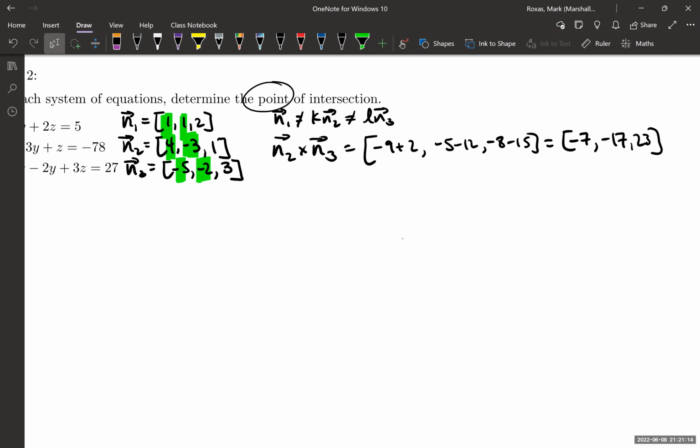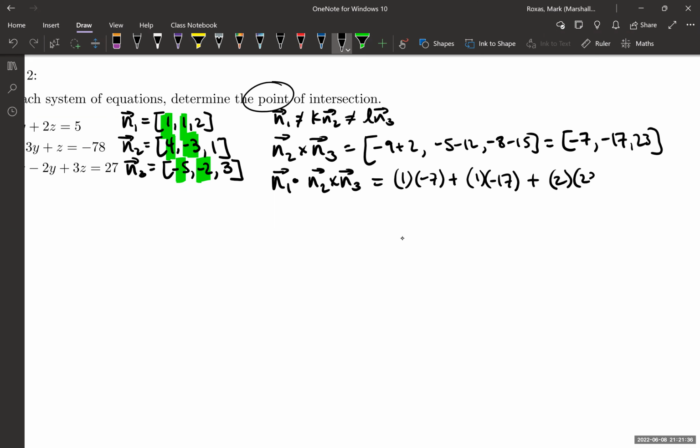So there's my cross product, and now the triple scalar product, n1 dotted with n2 cross n3, equals 1 times -7, plus the y component, 1 times -17, plus 2 times 23, which is not equal to 0. It's actually equal to -70. So it's not 0. That means these normal vectors are not coplanar, so we're going to have a point of intersection.